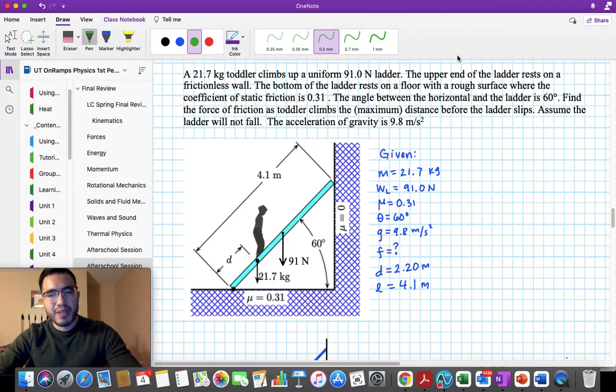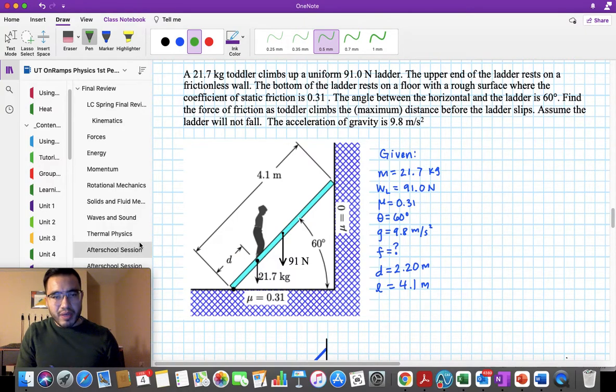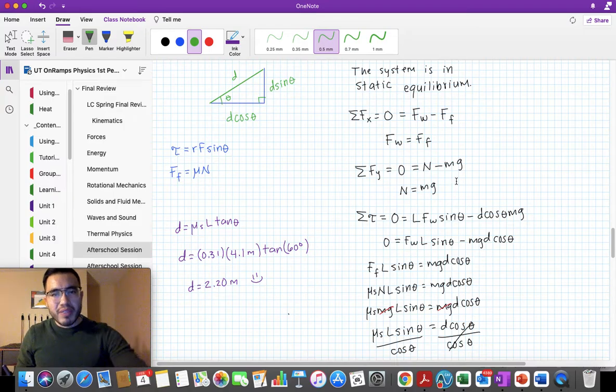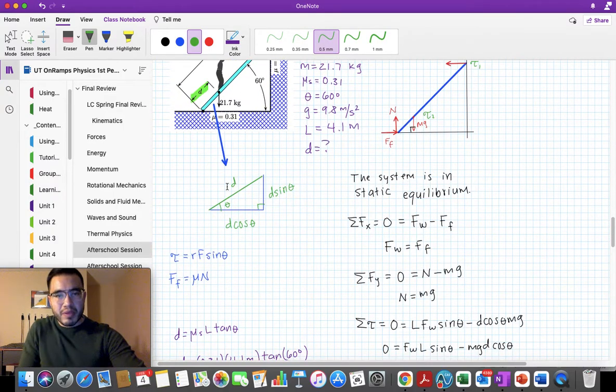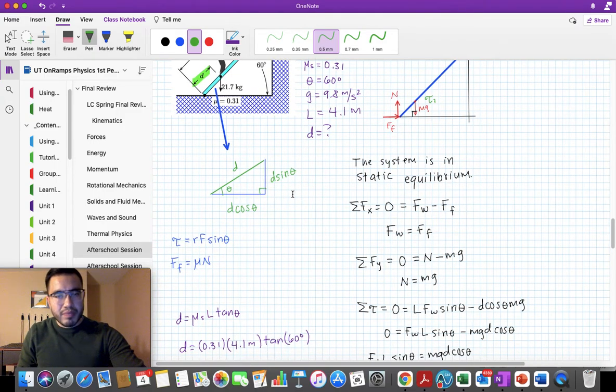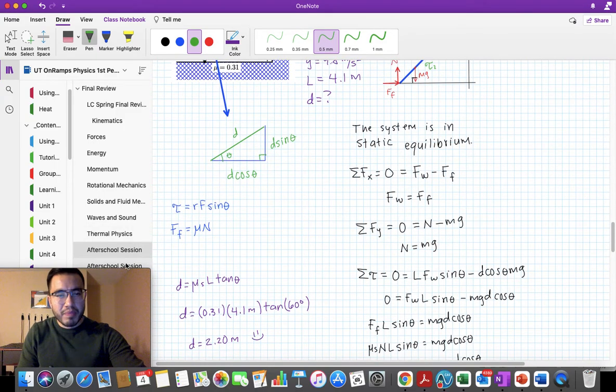It's just a different version of the ladder problem, your favorite. On the previous one, if you haven't seen it, I'll leave a link in the description so you can watch how we got the distance. In this one, we wanted to find the maximum distance before this kid slips. We don't want him to slip.